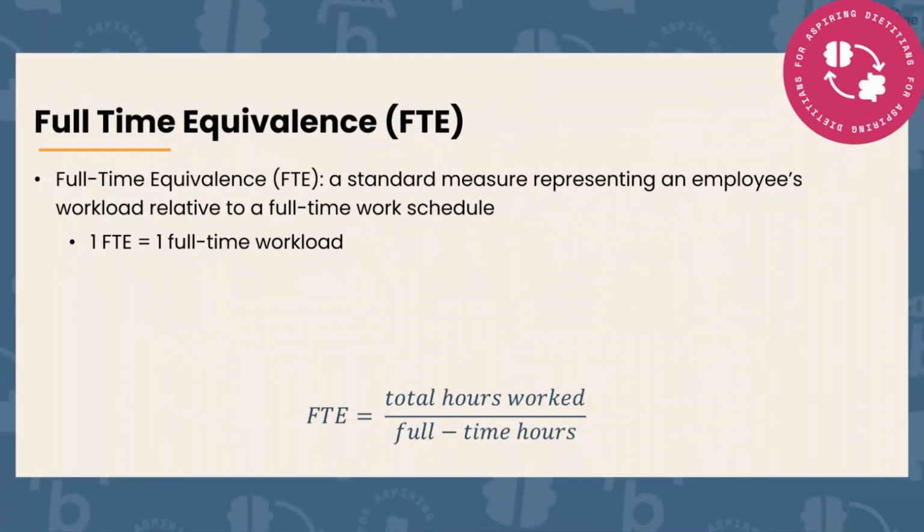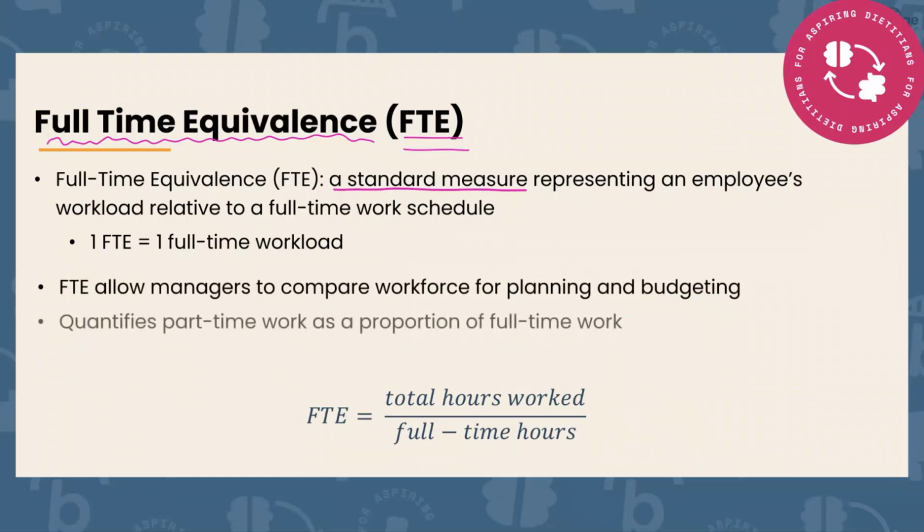Let's look at another metric of productivity, FTE. That stands for full-time equivalence. And it comes up frequently on the RD exam, especially in Unit 9 when we study food service operations, budgeting, and scheduling. FTE is the standard way of measuring staffing across all kinds of positions and departments. Whether you're managing dietitians, food service workers, or interns, you need a consistent way to track and compare how much labor is actually being provided. And that's what FTE gives you.